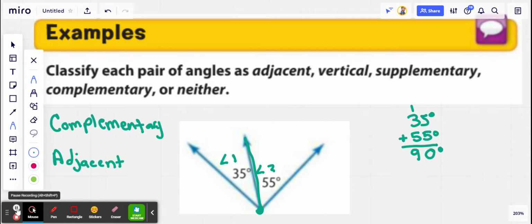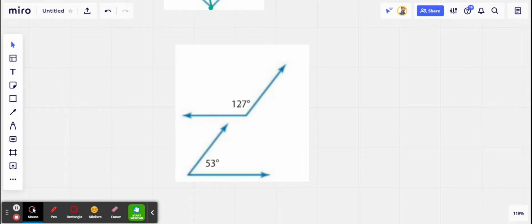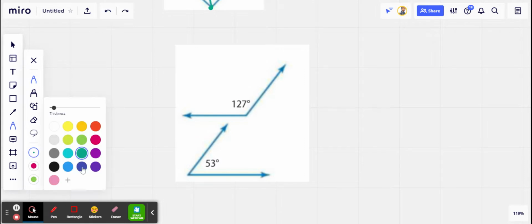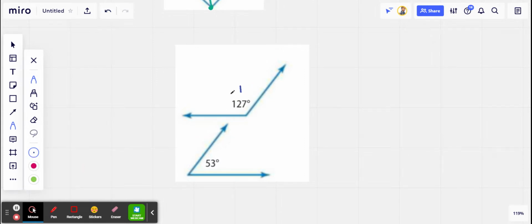Let's take a look at another example. Okay, we're going to classify this one. Same thing. We have to see if these angles are adjacent, vertical, supplementary, complementary, or neither. We have this angle right here. We'll say this is angle 1, and this right here is angle 2.